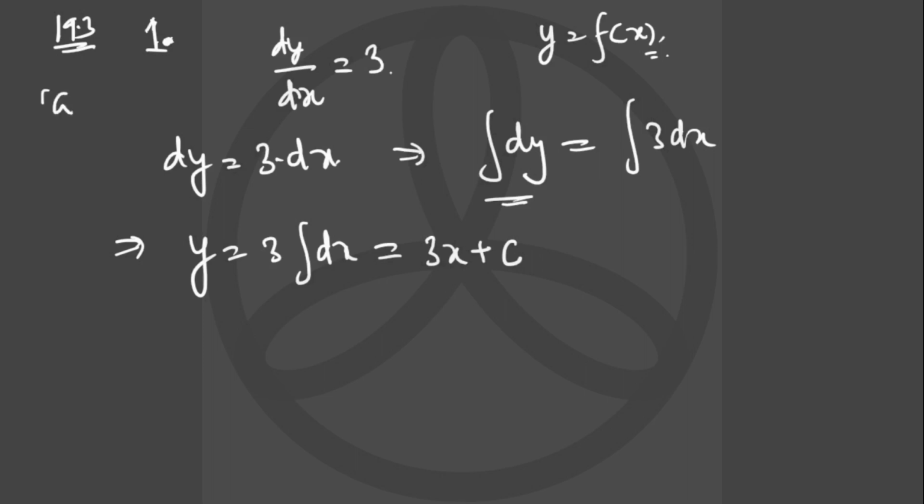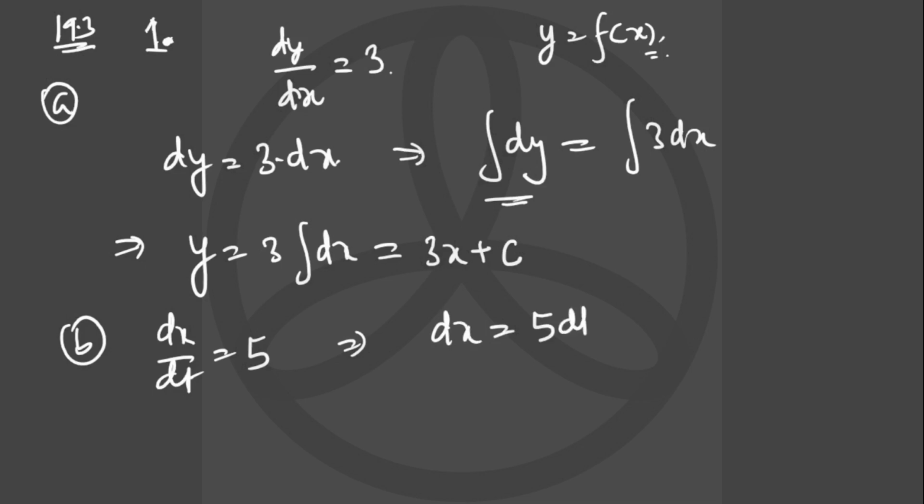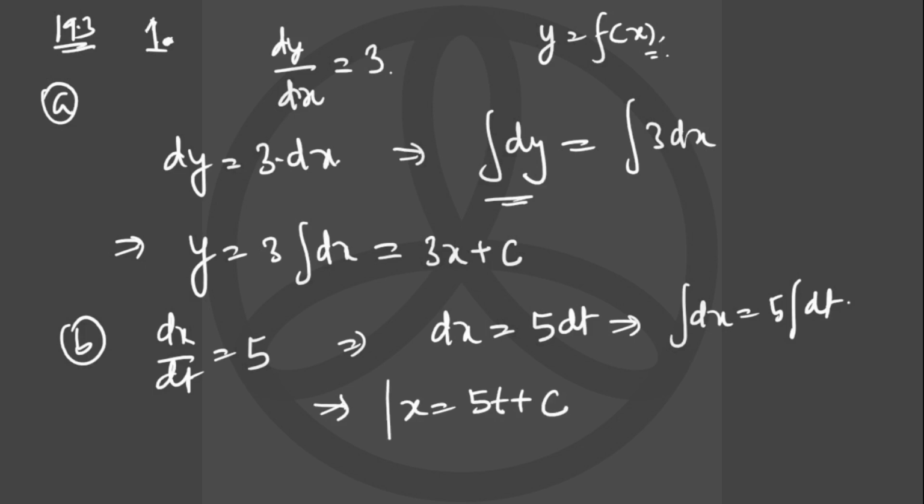This is question A. Question B is also quite simple. dx/dt is equal to 5. It says that x is a function of t and x is differentiated with respect to t. We can write dx is equal to 5 dt and then apply integration on both sides. So we get 5 dt here, and x is equal to 5t plus a constant of integration c. This will be the answer.